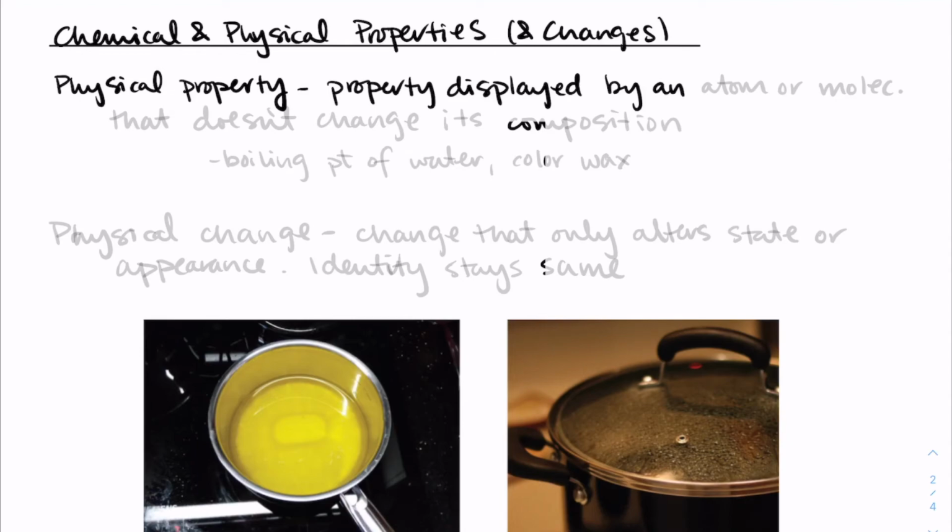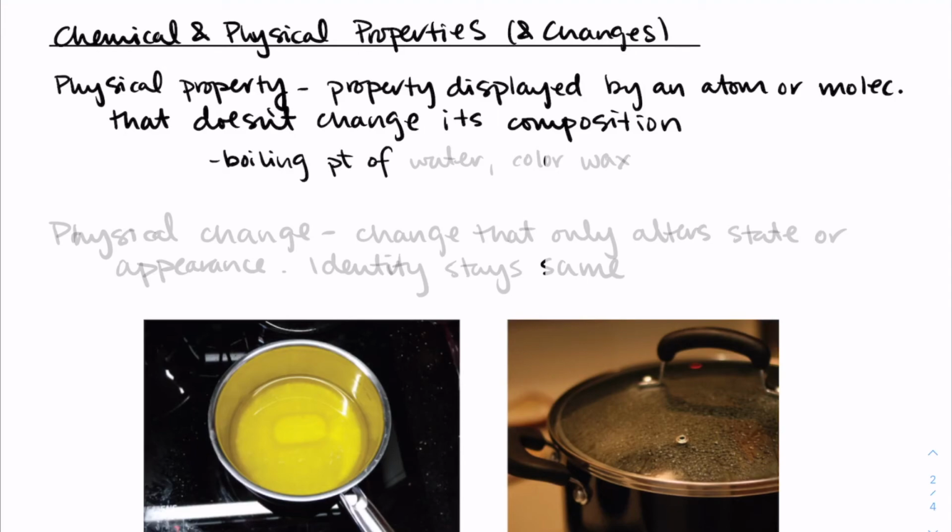So a physical property is a property displayed by an atom or molecule that doesn't change its composition. So the boiling point of water is a property of water. So if you have water, it always boils at the same temperature. Color can also be a physical property. So the color of a wax would be the physical property of that wax.